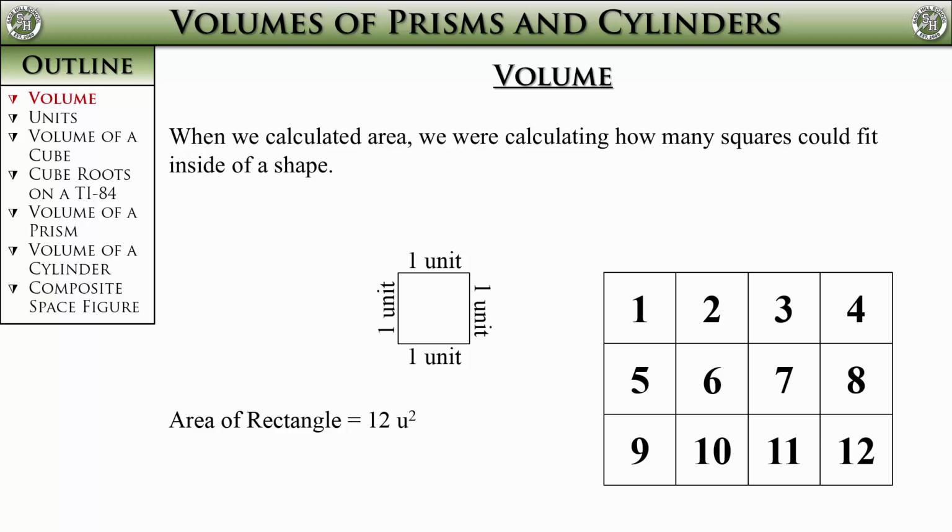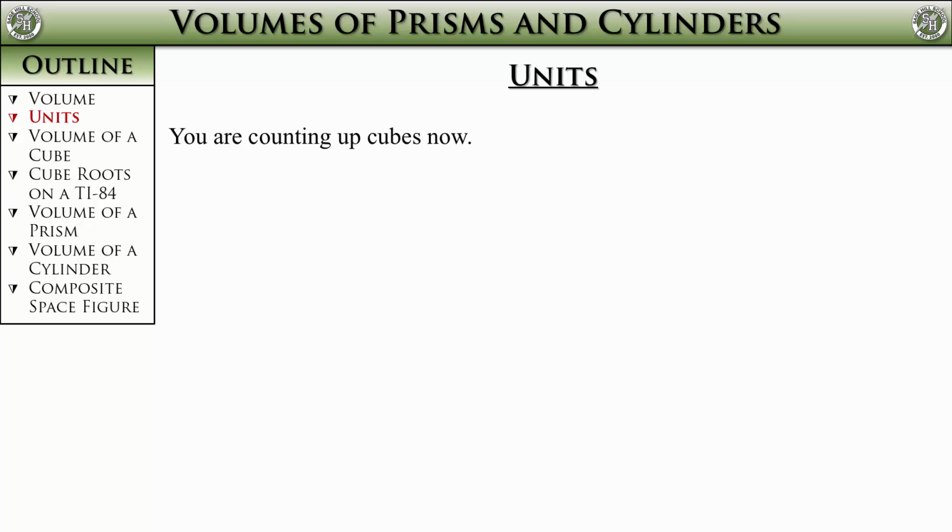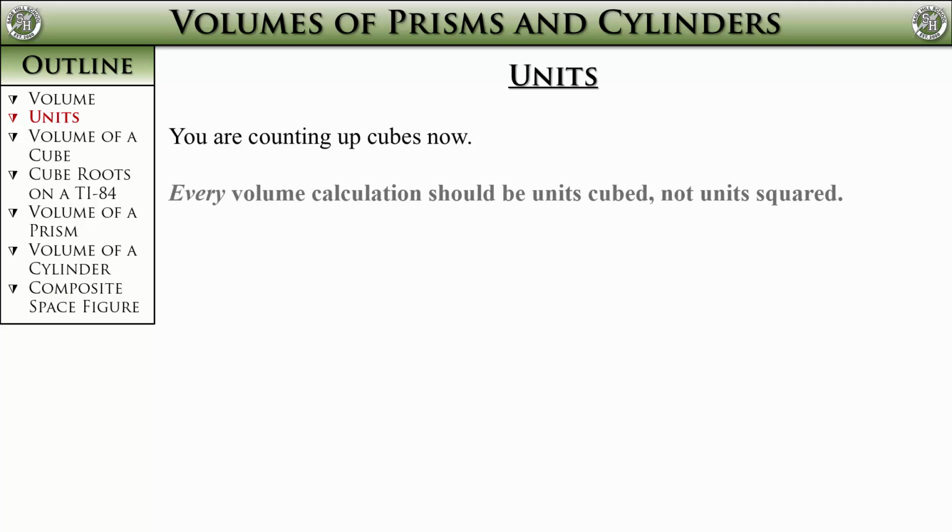That was for area. For volume, we aren't counting up how many squares fit inside of a flat shape. We are calculating how many little cubes a three-dimensional shape is comprised of. Since we are counting up cubes now instead of squares, every volume calculation should be units cubed, not units squared. Whether that is 17 inches cubed, 29 centimeters cubed, 24 units cubed, or whatever, all of your volume calculations should be units cubed. It's right there in the name, units cubed. We are counting up cubes.